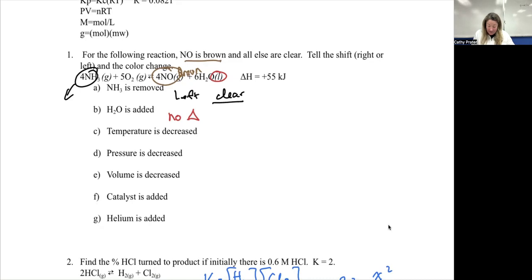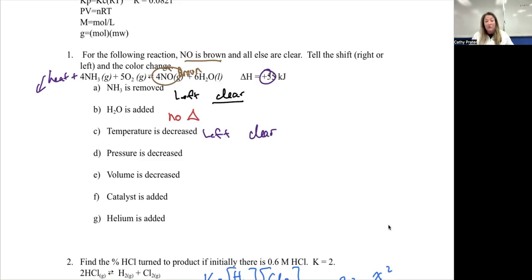I'm going to go ahead and erase part of this so that C can have some room to work. Temperature is decreased. Whether the temperature causes temperature changes, which direction they shift, depends on the sign of the delta H. This reaction is endothermic in the forward direction, meaning heat is absorbed, or I can view heat as being a reactant. If temperature is decreased, I'm removing heat, taking away some of that, and we're going to shift left to replace it, using up some of the brown stuff, resulting in a clear color change.